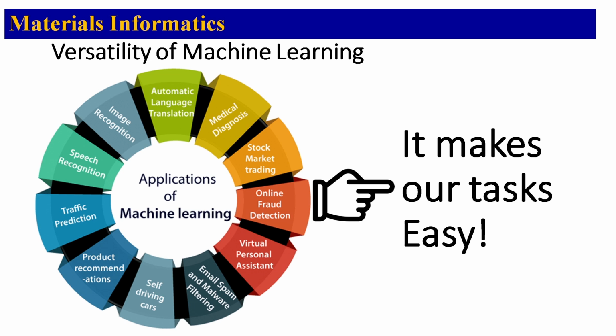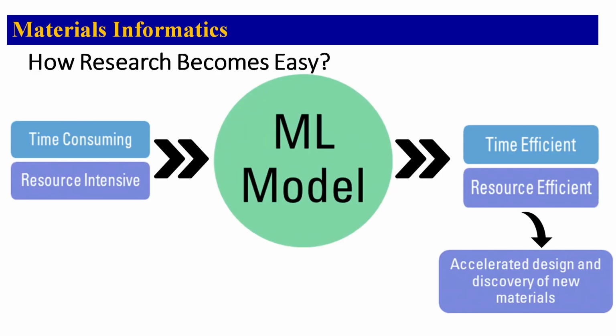And as you know, machine learning is a versatile tool. It can do all kinds of things. It can do image recognition, it can do email spam, it can also do online fraud detection. Similarly, it can also do speech recognition or many other things, including natural language processing, what is called NLP. It makes your task very easy, by the way. So, how is it making it easy?